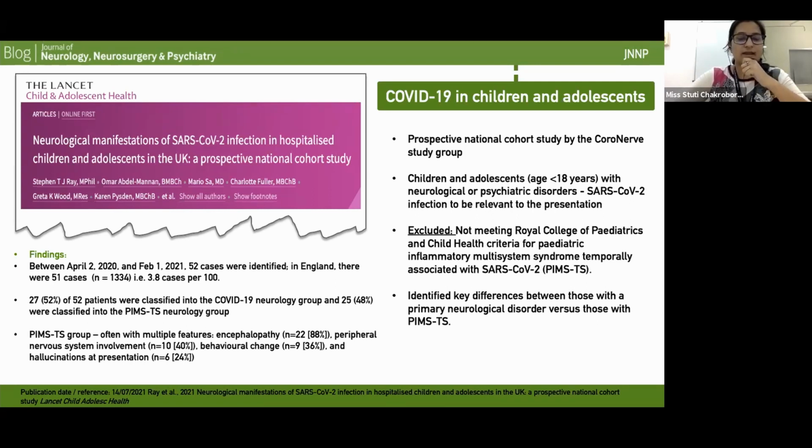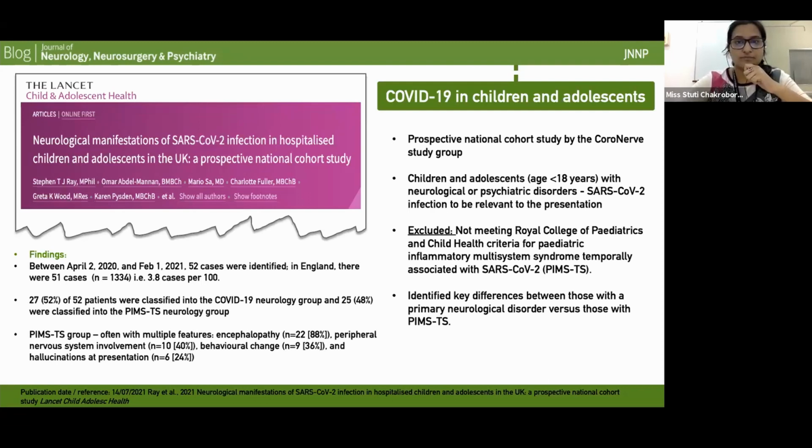The interesting findings from this study were that between 2nd April 2020 and 1 February 2021, 52 cases were identified, out of which 51 were from England, in a total population of 1,334, which leads to a case prevalence of 3.8 cases per 100. 52%, that is 27 out of 52 patients, were classified into the COVID-19 neurology group, and 25 were classified into the PIMS-TS neurology group. The PIMS-TS neurology group often exhibited multiple features like encephalopathy, peripheral nervous system involvement, behavioral change, and hallucinations at presentation.